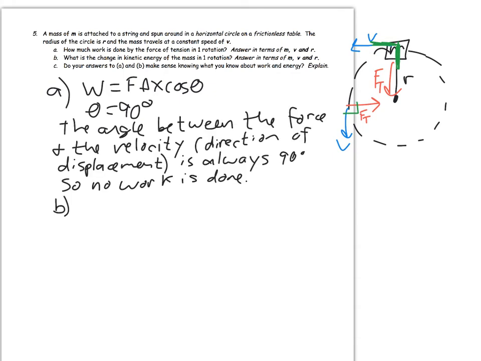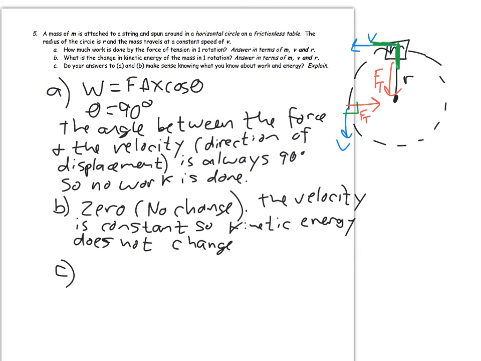Moving on to question B, we want to know about the change in the kinetic energy of the object as it goes around one rotation. And what we know is that the velocity is constant here. So that means that there's 0 change or no change in the kinetic energy because its velocity is not changing.